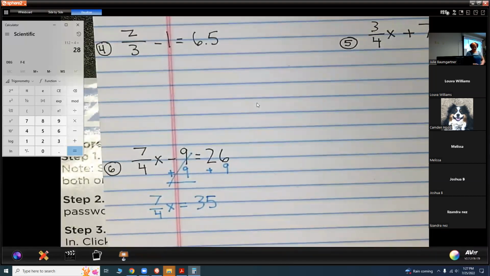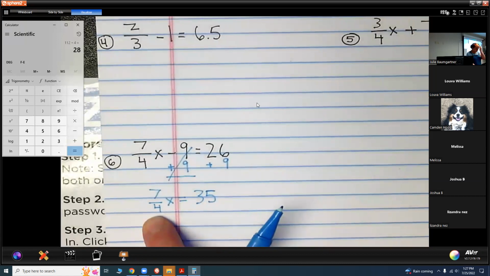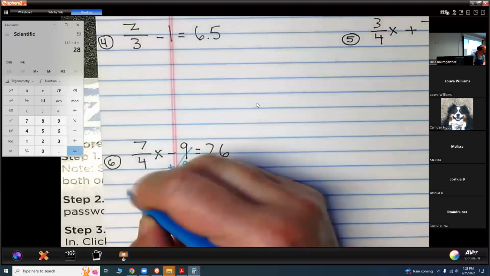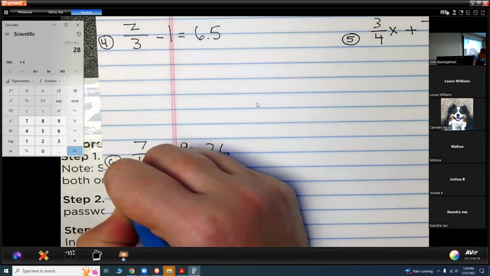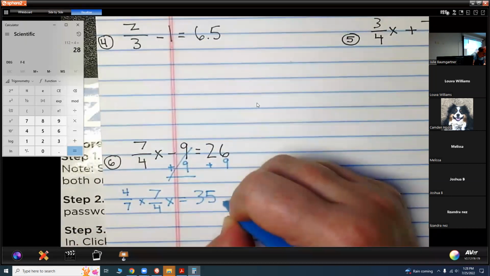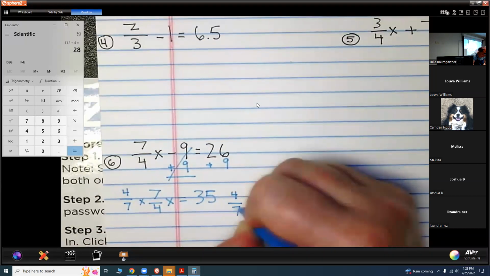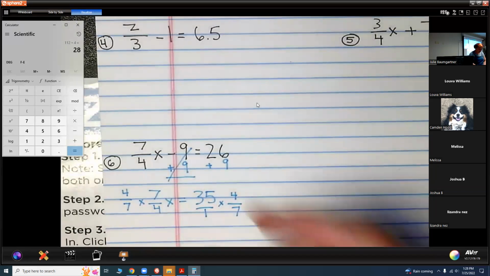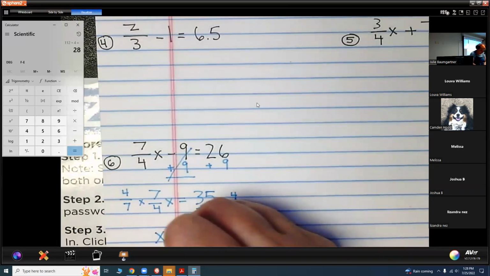Okay. Does anyone remember how to undo the fractions that are stuck onto our variable? This is where we use the reciprocal, right? So I take 7/4 and I flip it, and I multiply both sides of the equation by 4/7. Okay, these cancel down to 1, right? 4 times 7 is 28. 7 times 4 is 28. 28 over 28 is 1. So I just have 1x or x left over.